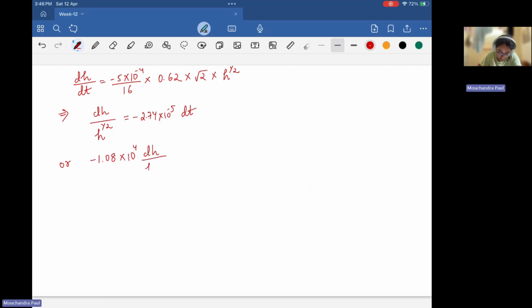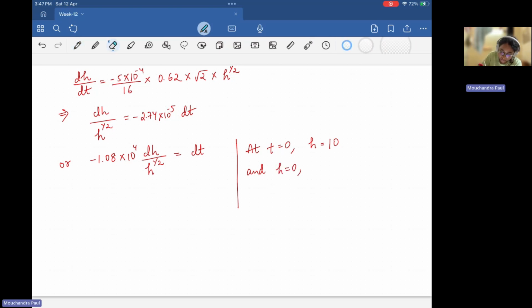It becomes dH by root h equals to dt. So we have to integrate it. So between the limits, at t equals to 0, as I said, height was 10 meter, and at height h equals to 0, how much time will it take? Let's consider an unknown variable, theta.